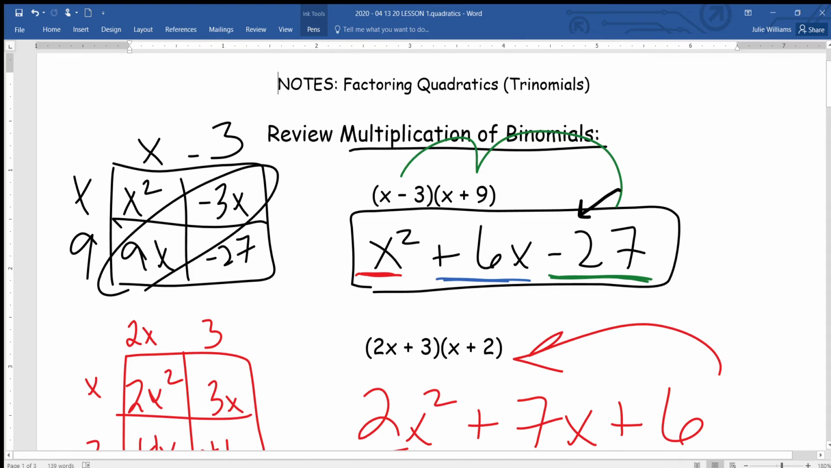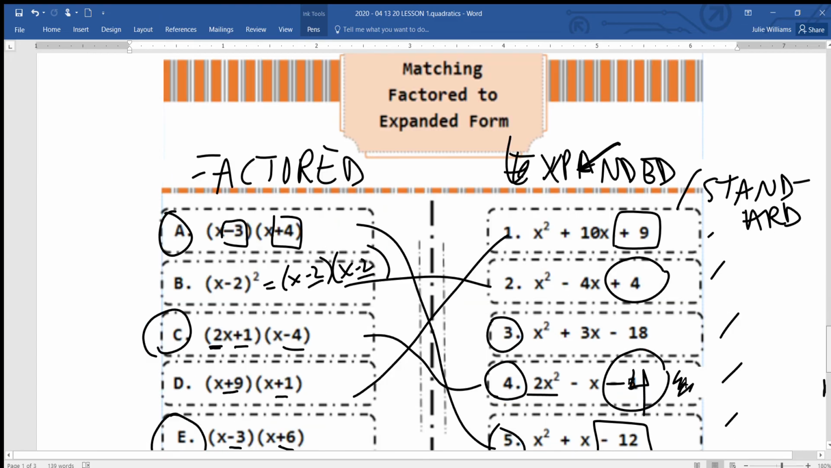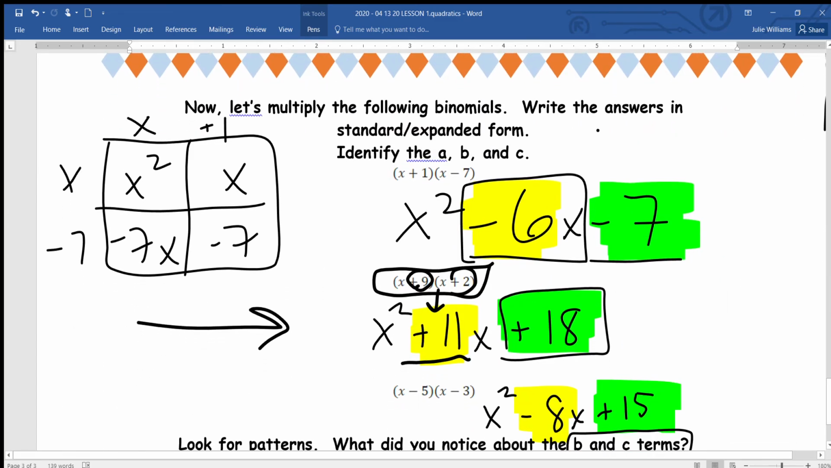What about the B term here? Negative 6. Positive 1 and negative 7. You combine those. Does that equal negative 6? Sure does. Well, let's look at the last one. Negative 8. Negative 5 and negative 3, combine those. Does that equal negative 8? It sure does.